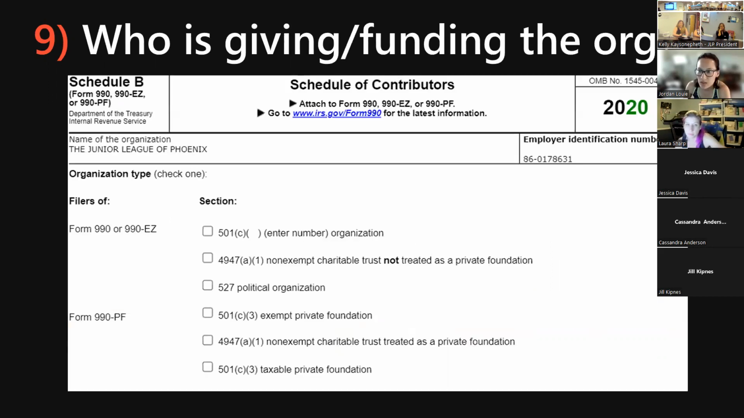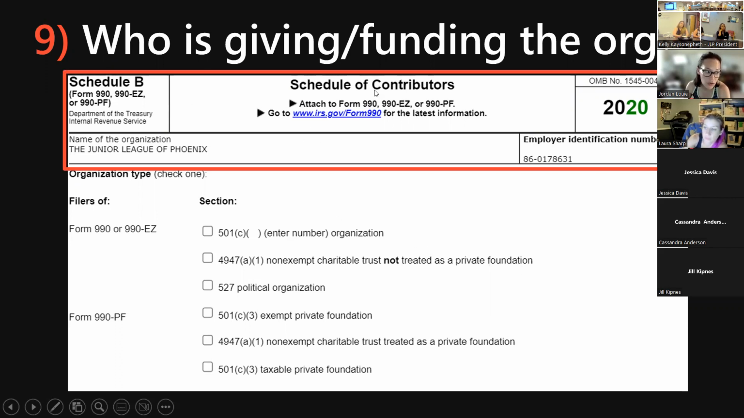Next question, keep this moving. Who is giving or funding the organization? So now we are in Schedule B. The majority of the time, this information is redacted on the free website portals. If the organization chooses to release their 990 from their own website, Schedule B is often still retained or removed completely. But you would find this to figure out where their donors are. So Schedule B, schedule of contributors, scroll down to the very end.